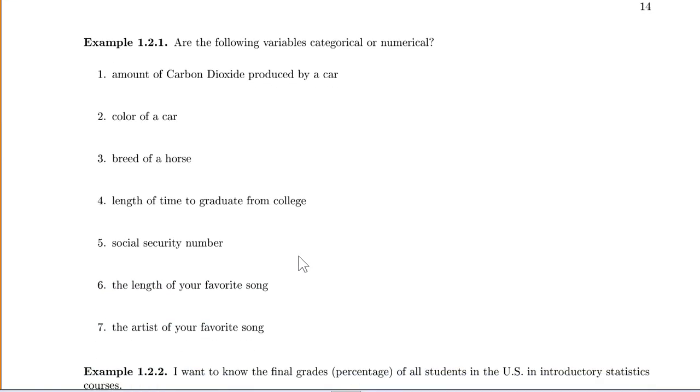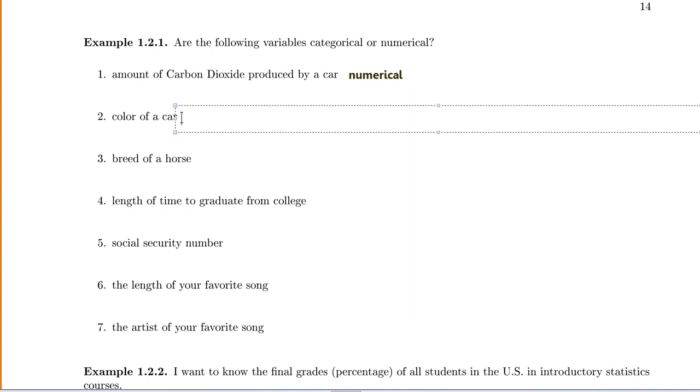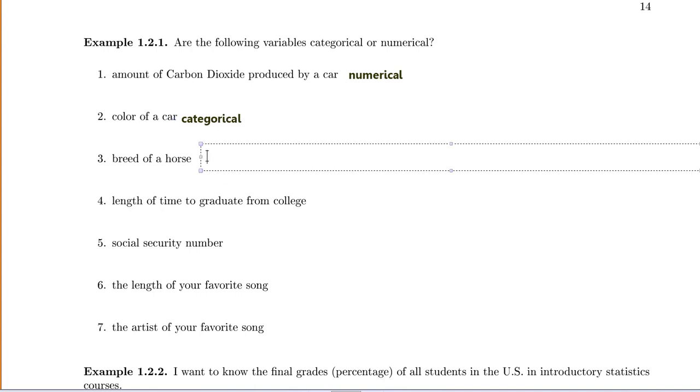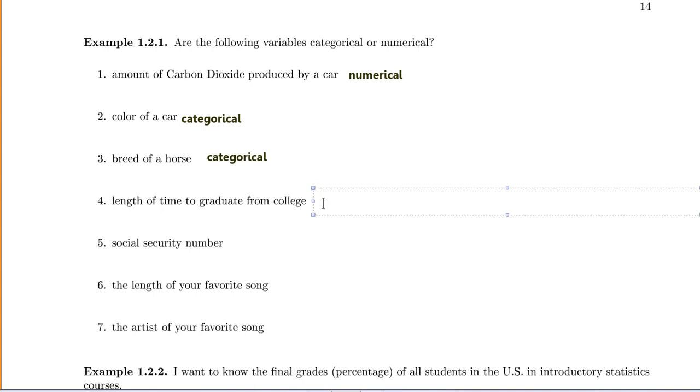So let's practice here. Are the following variables categorical or numerical? The amount of carbon dioxide produced by a car. I'm not actually someone that studies this, but I would assume you would measure it in like parts per million or something. So if you're measuring parts per million, then that would be numerical. Color of a car, well, that's definitely going to be blue, green, etc. That would be categorical. Breed of a horse, that seems like you would have names or words to describe that, so it would be categorical. Length of time to graduate from college, let's see, that would be the number of years, so numerical.